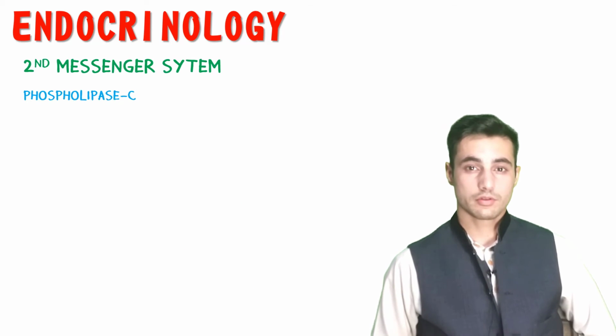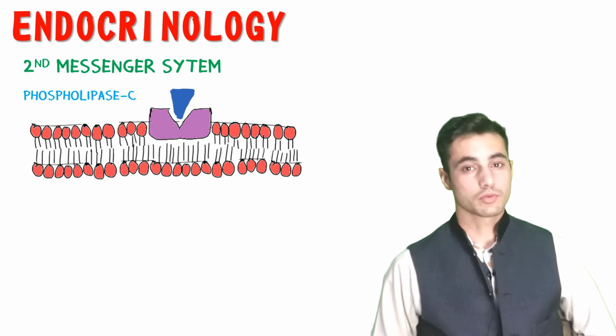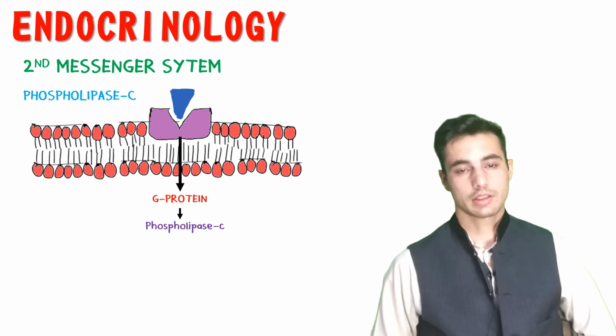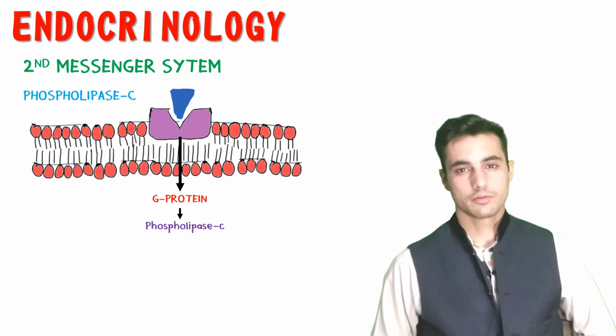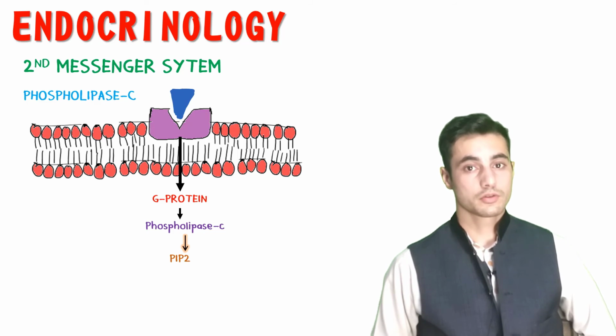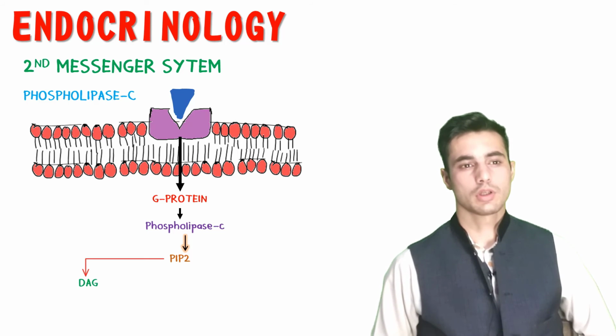Another second messenger system, the phospholipase-C. In a similar way, the hormones combine with the receptors. It will activate the G proteins. The G protein will then activate the phospholipase-C enzyme. But remember, this enzyme will cause the destruction of the specific phospholipids found in the cell membrane. So when those phospholipids are broken down, they are converted into phosphatidylinositol bisphosphate. This compound is broken down into DAG and IP3.